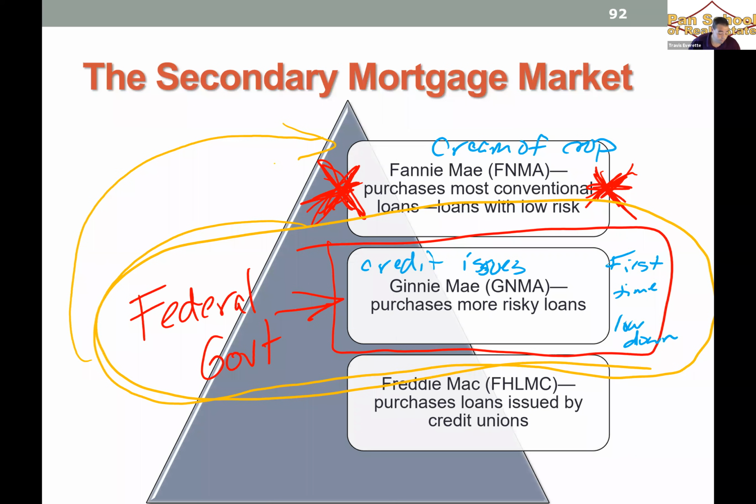So in general, private mortgage insurance is cheaper than government mortgage insurance. Government mortgage insurance is more expensive. Got it. But government mortgage insurance will cover more risk. The government will insure borrowers that private companies will not insure. Okay.